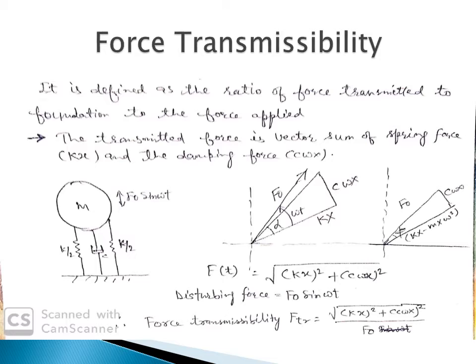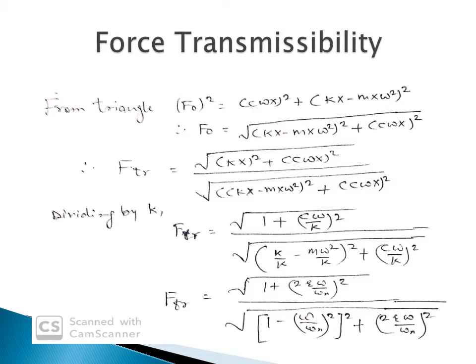Similarly, this is the force transmitted, and the force impressed is F0. It is the same as in the other derivations. It is a vector sum of spring force minus inertia force, and damping force. Therefore, F0 can be written as the square root of (c omega x) squared plus (kx minus m x omega squared) squared.